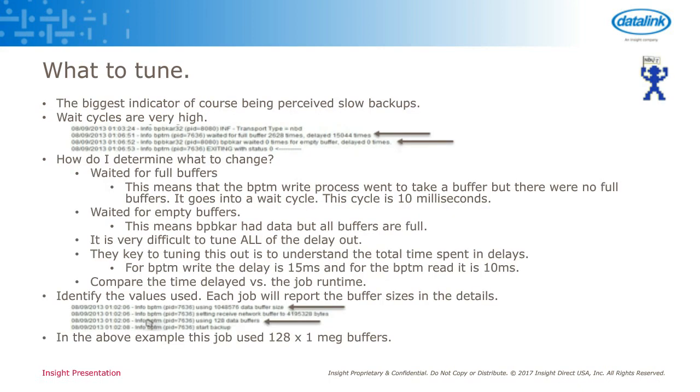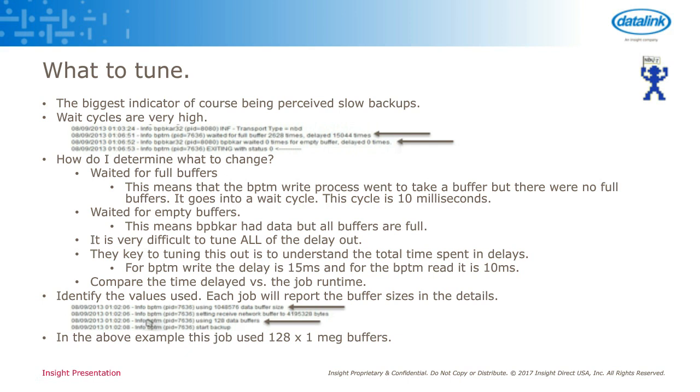So let's move into what to tune and how to know what to tune. This is probably the biggest part. There are a lot of articles that cover this, but I'd like to cover today what we leverage most often. The biggest indicator, of course, as we discussed early on, is slow backups. One of the ways you can see that in your jobs is to look at the job details. In this example, you'll see that the number of wait cycles is very high.